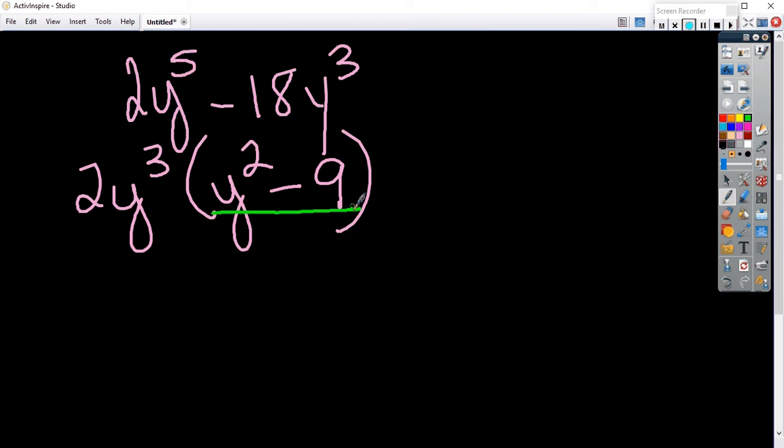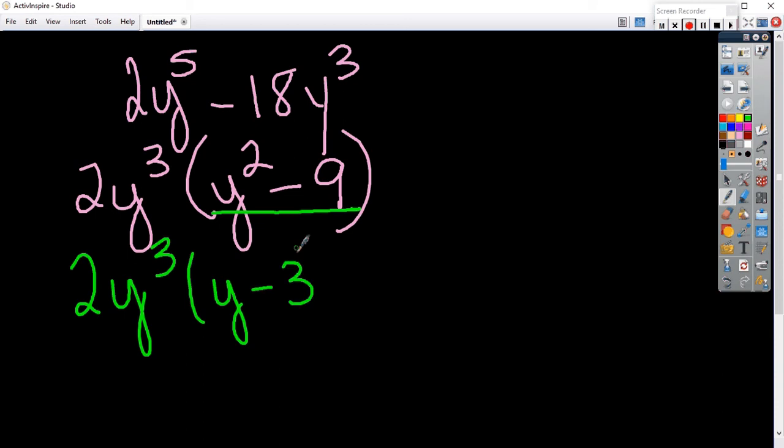Yes, it's another difference of 2 squares. So the 2y cubed stays. This becomes y minus 3, y plus 3. Does that make sense to everybody?